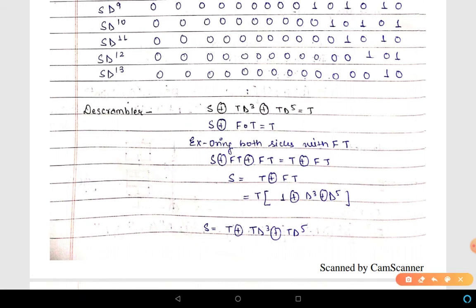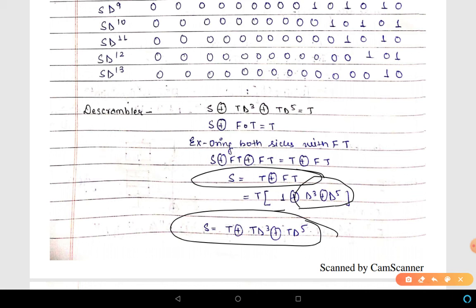So as can be seen, S is equal to T XORed FT. So T XORed FT, T is taken as common, so it becomes 1 XORed D cube D5, which is F. So this is the equation of Descrambler. So the equation of Descrambler has T, then it has TD cube, then it has TD5. So for a given T, we will write T, then we will write TD cube.